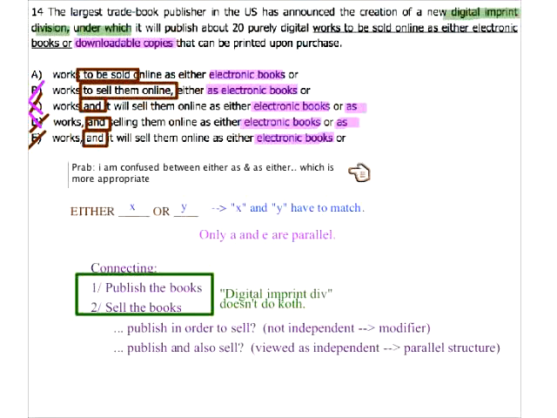Can you have either as X or as Y? Yeah, you can, definitely. As long as they match, and as long as it fits into the rest of the sentence, then yes. Yes, you can.